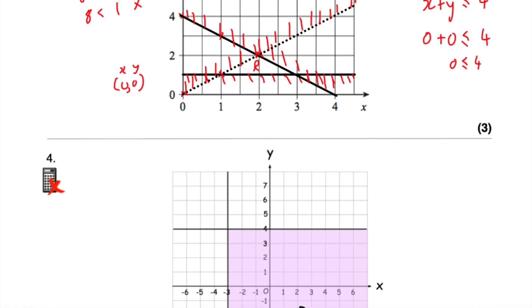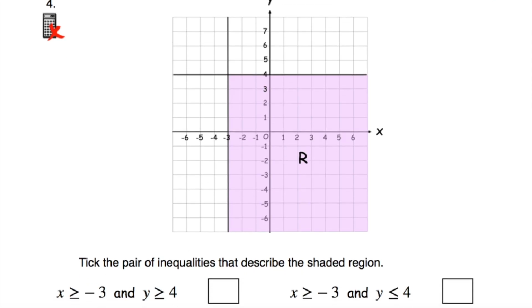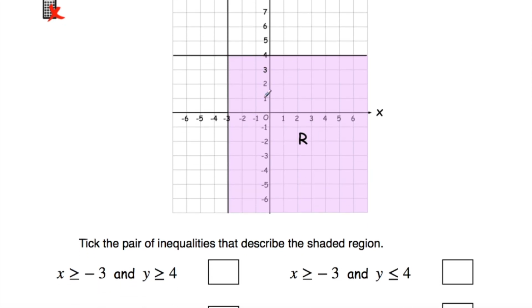Okay, let's look at our next question, question number 4. Okay, so question number 4, we've got these two lines here, and we've got this region shaded in and marked with an R there. And the question says, tick the pair of inequalities that describe the shaded region. So we want to describe this shaded region. This is the region R that they want us to describe. We need to pick which of the inequalities would represent that region.